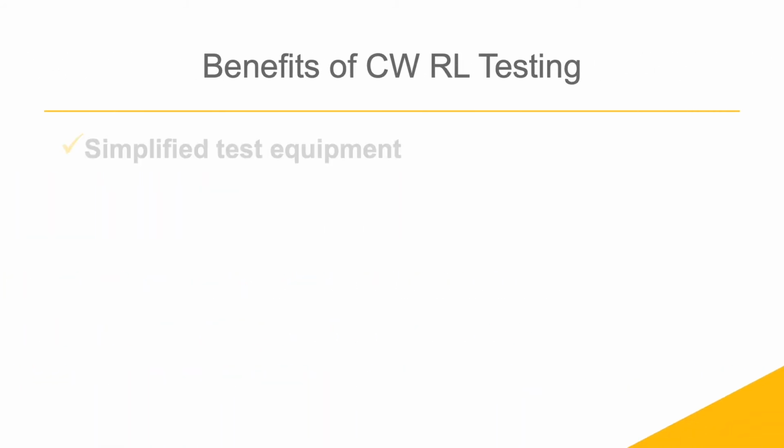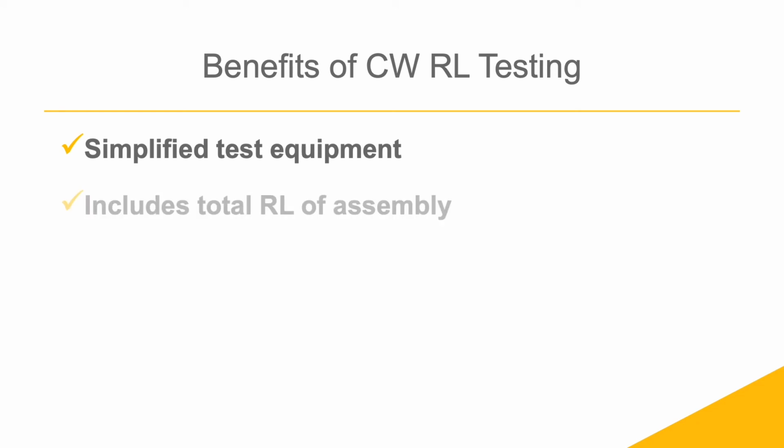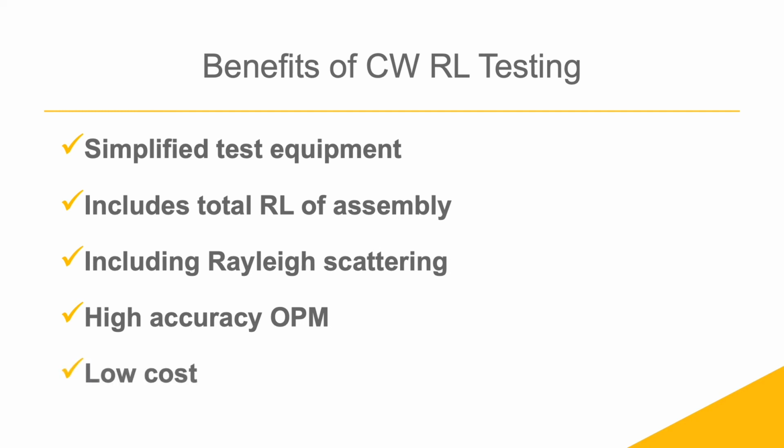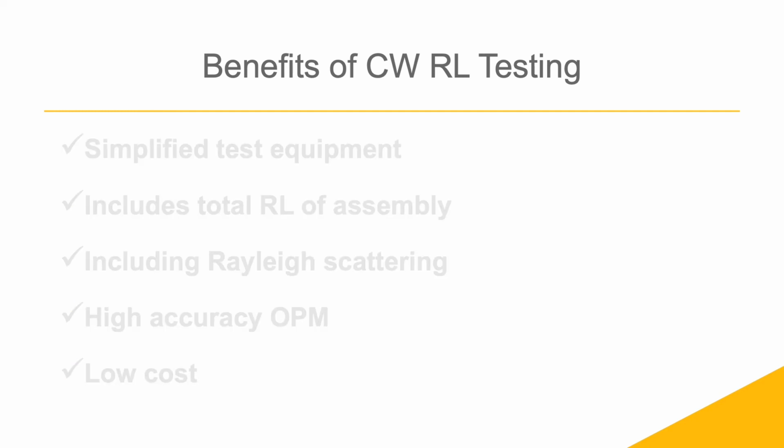The benefits of the CW system are several. The test equipment itself is simple and straightforward. You get a total return loss measurement that includes the Rayleigh scattering. The OPM is of high accuracy, and the overall cost of the meter is relatively low.